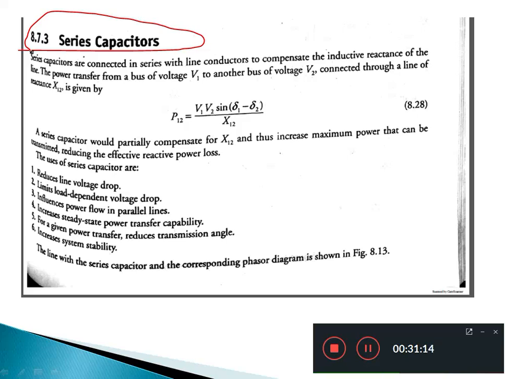With the help of a series capacitor, it reduces the voltage drop, it limits the load voltage, and it controls the amount of power flow between parallel lines, and you have to maintain the stable or steady state condition in the system. If you maintain the stability of the system, we can easily transfer the power from source to load. These are the main advantages of connecting a series capacitor in a transmission line.